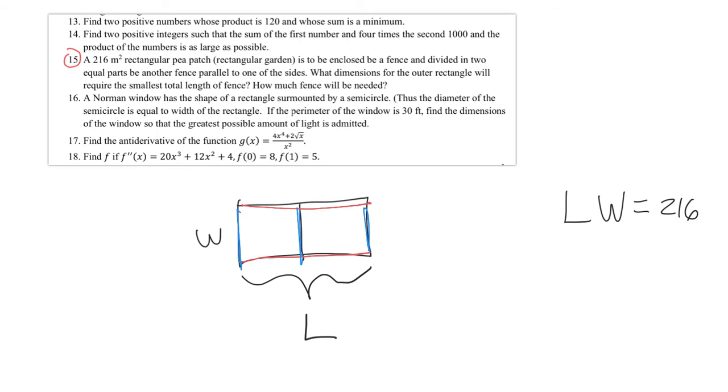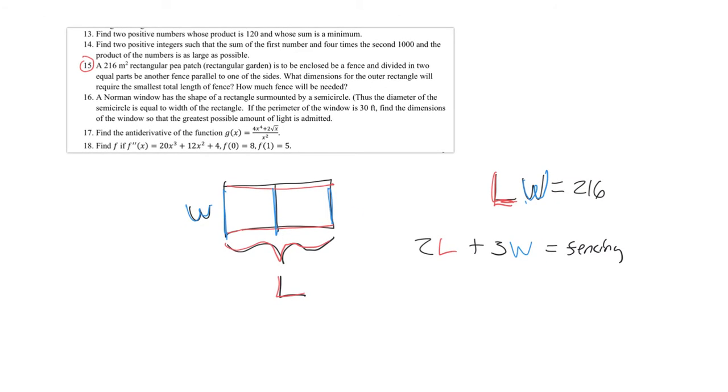So the total amount of fencing we're using is 2 times L. I'll use red for L. And we're going to be adding on top of that 3 times W, right? Let's color code those W's. So that's the total amount of fence being used. So what we want to do is minimize the total length of fence. We want to minimize this. So that means that we're going to take the derivative of that. However, as per usual, let's solve in terms of one of the variables.